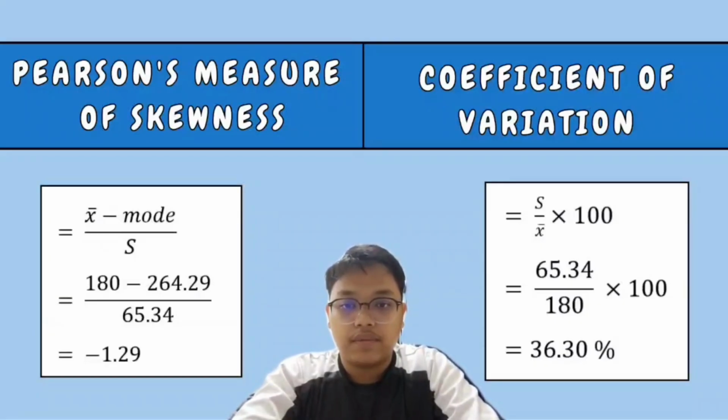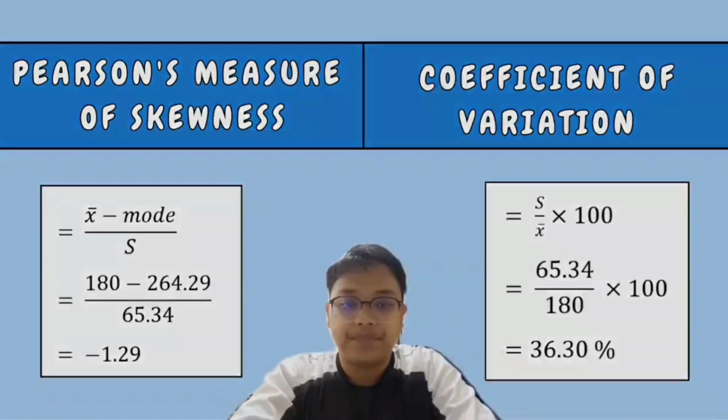Substitute this value into the formula and we will get negative 1.29. The negative value confirms the data is left skewed, meaning more students spend more than the average.